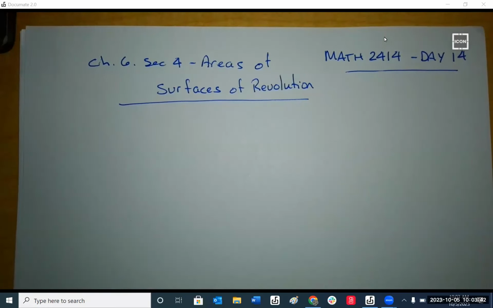All right, this is a continuation of what we did last time, but in this section we talk about areas of surfaces of revolution. Last time we talked about the volume of revolution. The difference is pretty much it's either the meat of the subject or the skin.